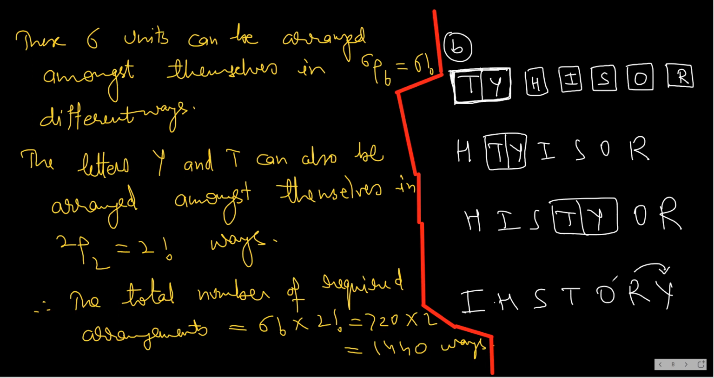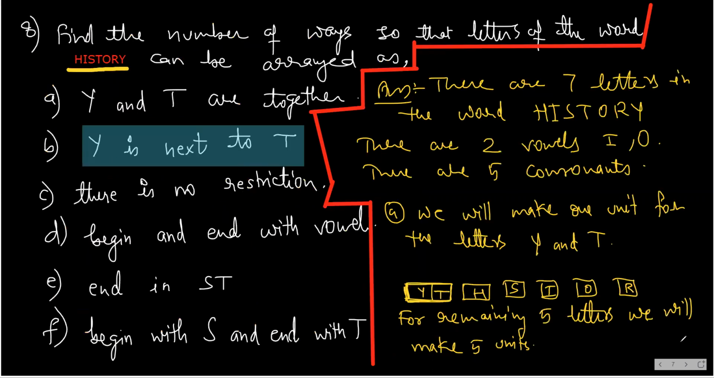They're saying Y should be next to T. That is, they have to be together. You can't have it like SHI and then YTOR. This is also not done. Why? You will say that y and t are together. Okay, they are together, but then you see that y is before t. They have clearly said that y is next to t.